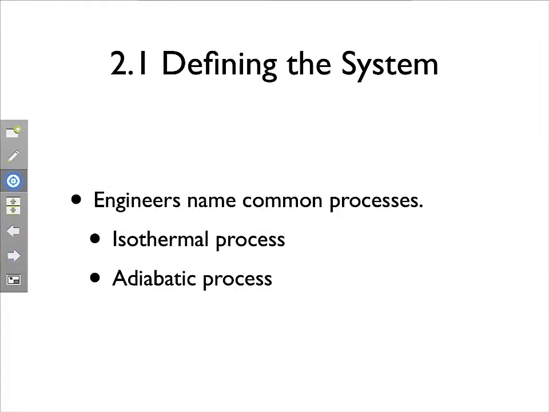These are just a couple of processes that have titles. An isothermal process is one that occurs at constant temperature, where the temperature is held constant. And an adiabatic process is one in which the surroundings are not allowed to have any heat transfer. So it's like an insulated process where there's no heat transfer in and out of the system.